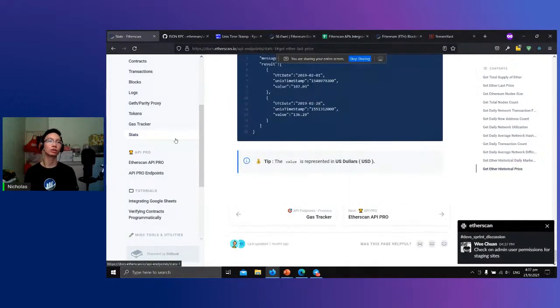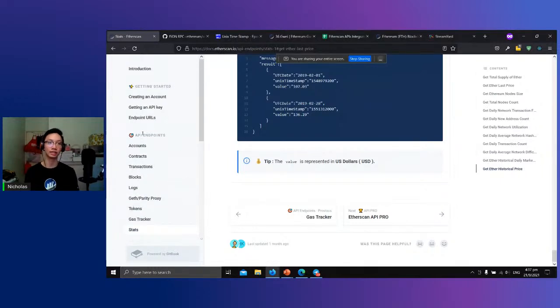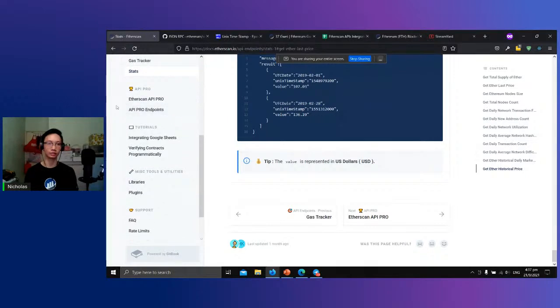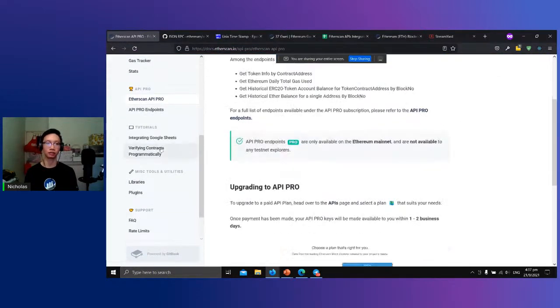Okay, so that covers more or less the API endpoints section. There are also some other cool sections on the docs that you might find useful. So API Pro has some resources on what API Pro is, and of course, the endpoints that you would get if you were to subscribe to API Pro.